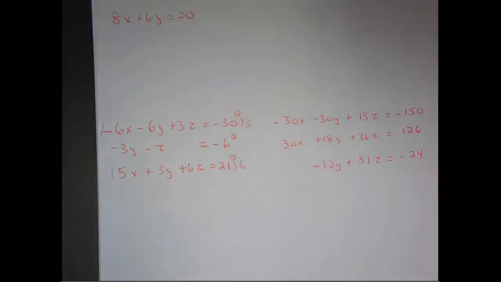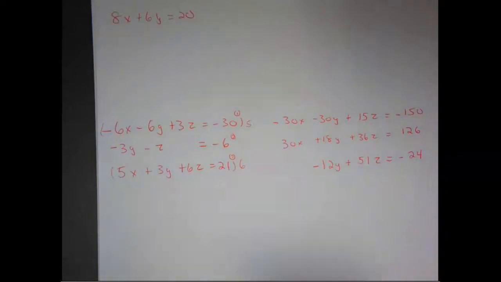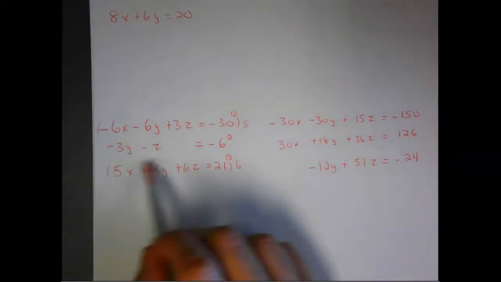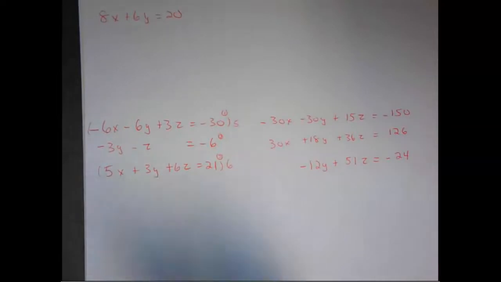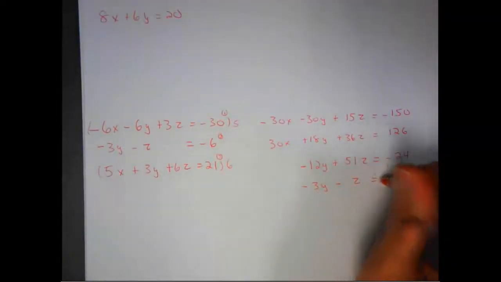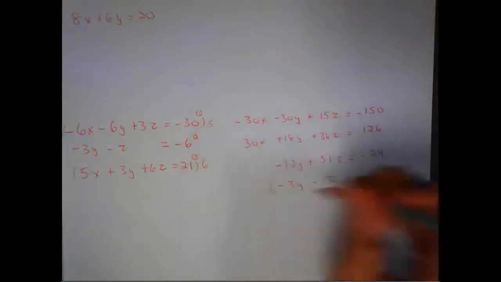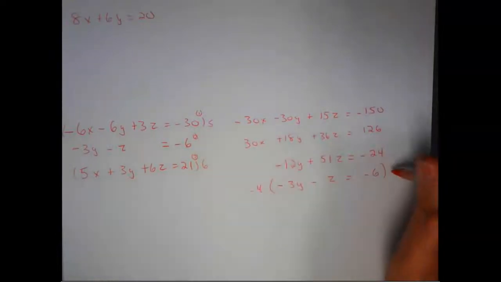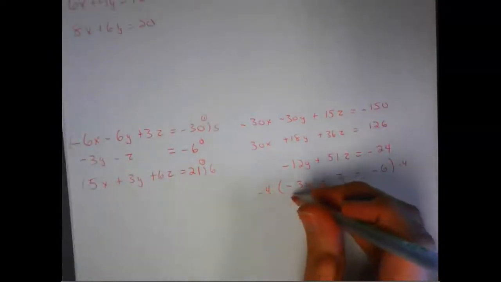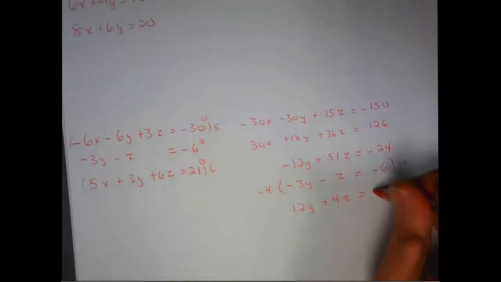Now take a second and just look at that equation. That equation now has 2 variables, y and z. This equation has y and z, so now I can use elimination on those 2. So let's bring this equation over here. I'll try to eliminate y. So I'll multiply this one by negative 4. So I get 12y plus 4z equals 24.